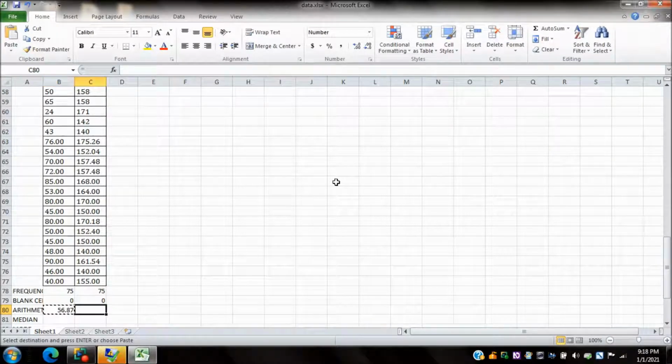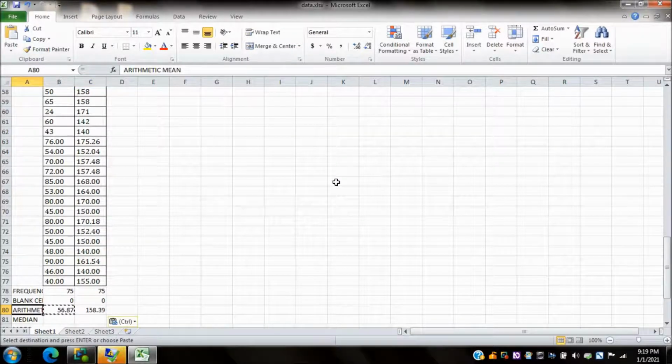C80, height. And I'm going to paste it here. 158.39 as formula C80. The average height of the respondents is 158.39, and this is in centimeters. So the average height is 158.39 centimeters. Next is to find the median. Median is the midpoint or the middle score in the distribution. So I'm going to find the median of both height and weight.